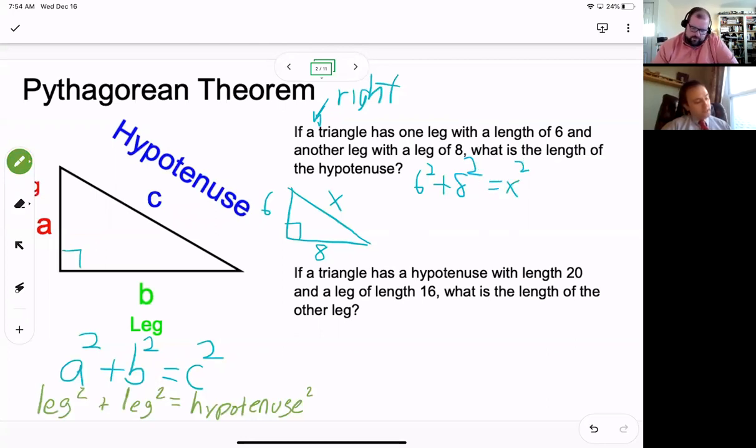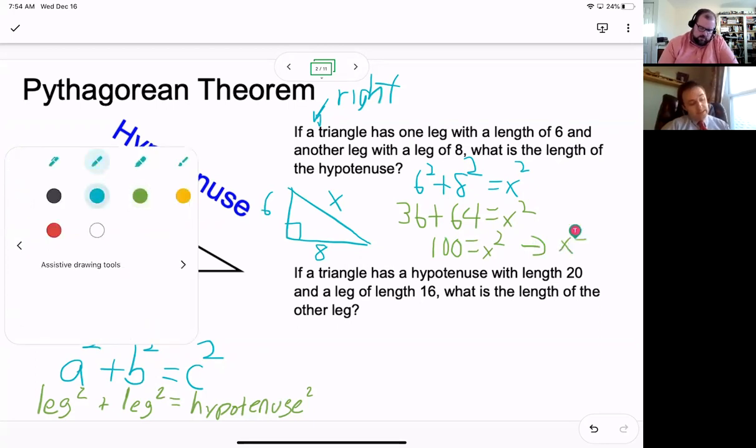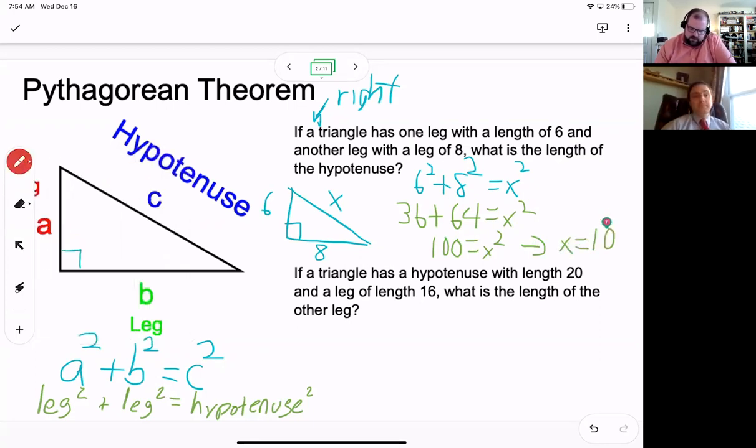Now, everybody knows that 6 squared is 12. Just kidding. It's 36. And then 8 squared is 64. And then x squared. 64 and 36 make 100. So that's what x squared is. To figure out what x is, we have to unsquare it, also known as square root. So x is 10.